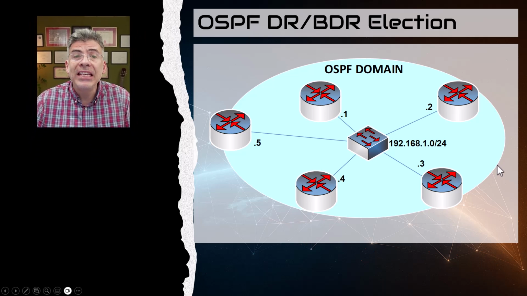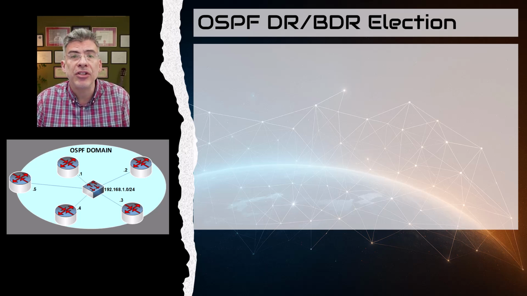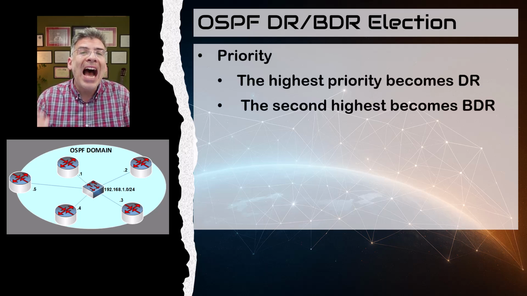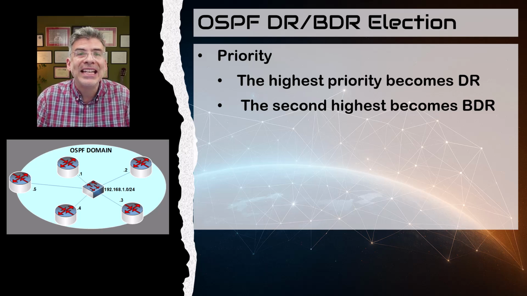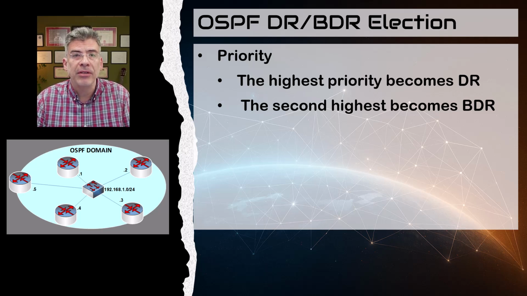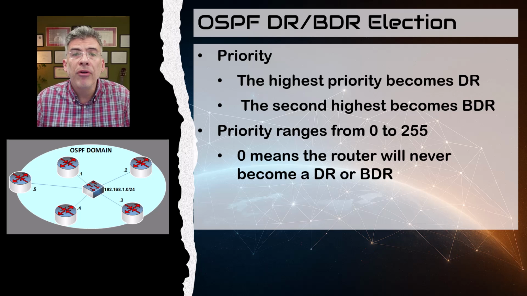So how are the DR and BDR elected? When OSPF routers initially exchange hello messages, they include information that is used to elect the DR and BDR. Specifically, the router with the highest priority value is chosen as the DR, and the router with the second highest priority value is chosen as the BDR. The priority is a value that is configured on the interface that is connected to the network segment in question. By default, the priority value is set to 1 on OSPF routers. The priority can have a value between 0 and 255.